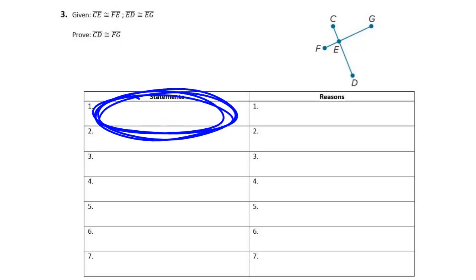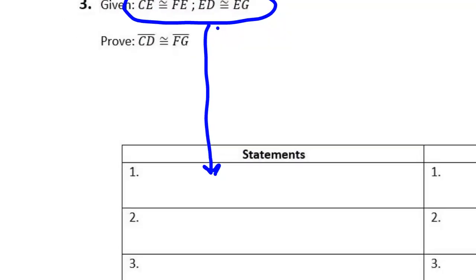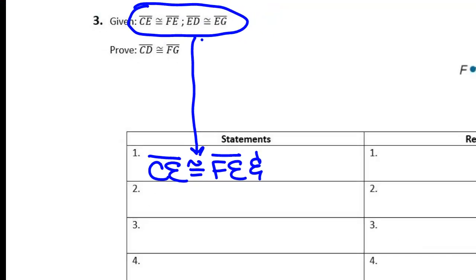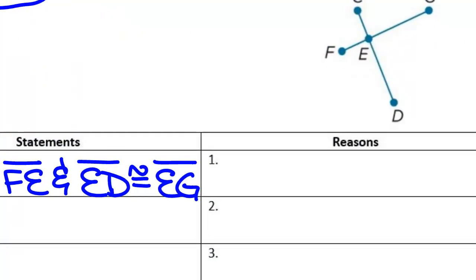What goes here? The given information, yes. So I don't write given in that box. I write CE is congruent to FE. Segment CE is congruent to segment FE. And segment ED is congruent to segment EG. Why are we allowed to make those statements? Because it's given.